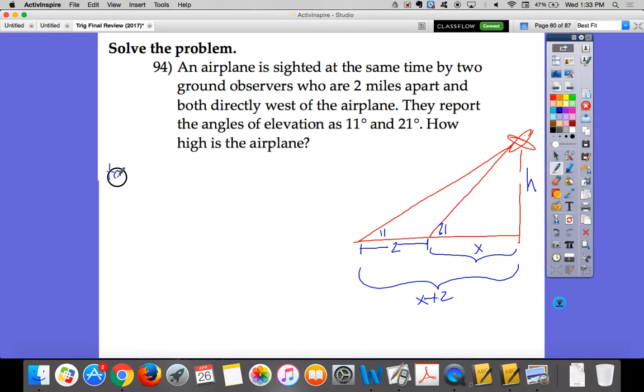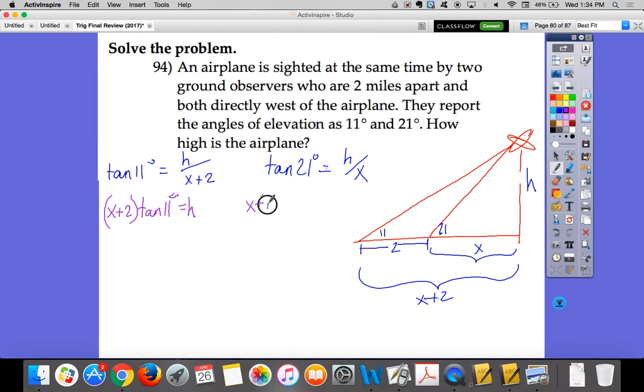So if you look at one of the triangles, tangent of 11 degrees is the opposite side over the entire bottom, which is X plus 2. We also know that tangent of 21 degrees is H over X. Now, if you will cross multiply both of those, that's going to give you X plus 2 times tangent 11 equals H. And then this one is going to be X times tangent 21 equals H.